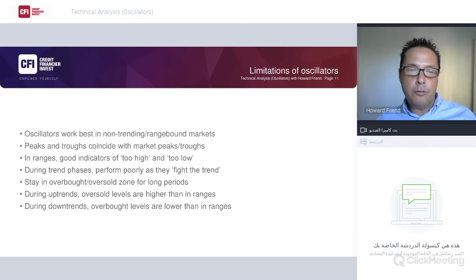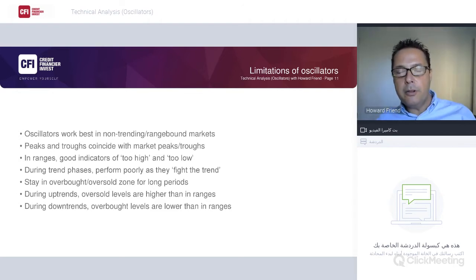So number one, determine whether the market's in a trend or not. If it is, then use the higher or lower levels that correspond with trend extremes. If the market's in a chop phase, then obviously use the normal overbought and oversold levels. Going back to the limitation, what happens when the market's in a trend phase is that not only do the levels of overbought and oversold shift in the direction of the trend, the oscillator tends to stay in the overbought or oversold region for quite a long period.